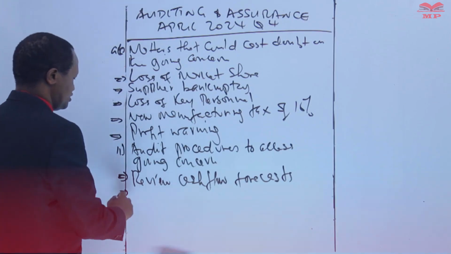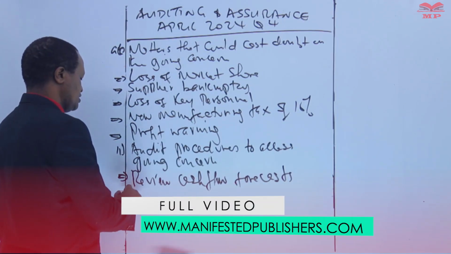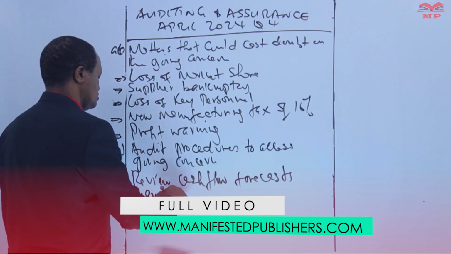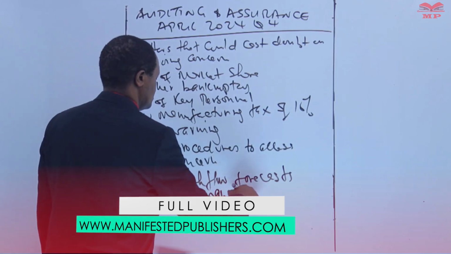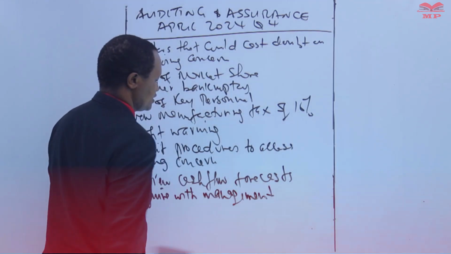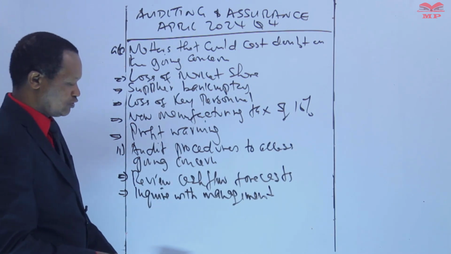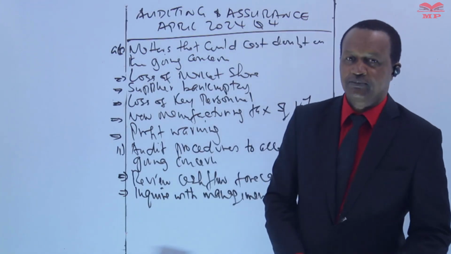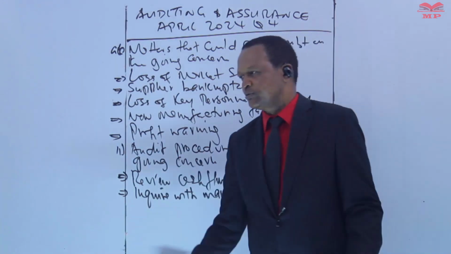That is a procedure. You must talk to the management. Inquire of management. As an auditor, when assessing the going concern of an entity, that procedure must be carried out. Someone says discuss with management. That is true.